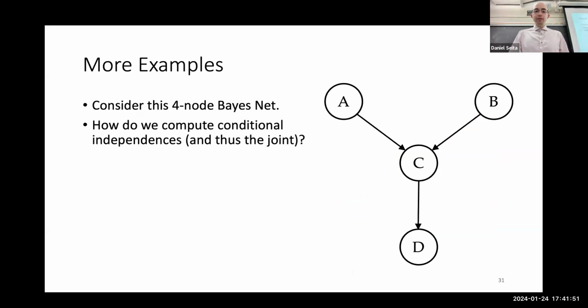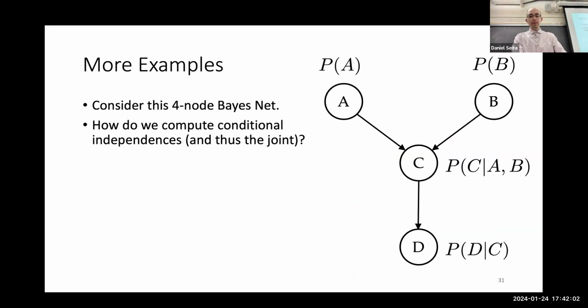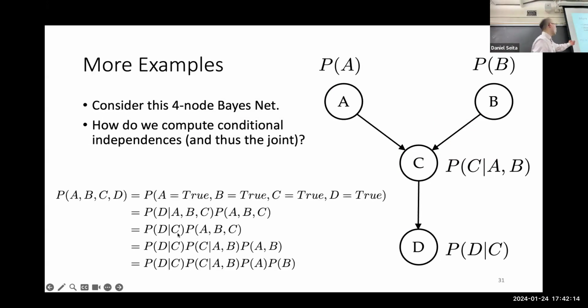All right, some more examples. If you consider this 4-node Bayes net, then the way to compute the conditional independencies is as follows. For every node, you condition it on its parents, and then you can make the joint like this. If you want to know what this is, you can apply your normal chain rule, and then you get rid of, in the conditioning, anything that's not a parent. We wrote out the full steps, but just think of this as following multiple steps of the chain rule. It's the normal chain rule of probability, and then for each node you remove the stuff that's not a parent when you're conditioning.